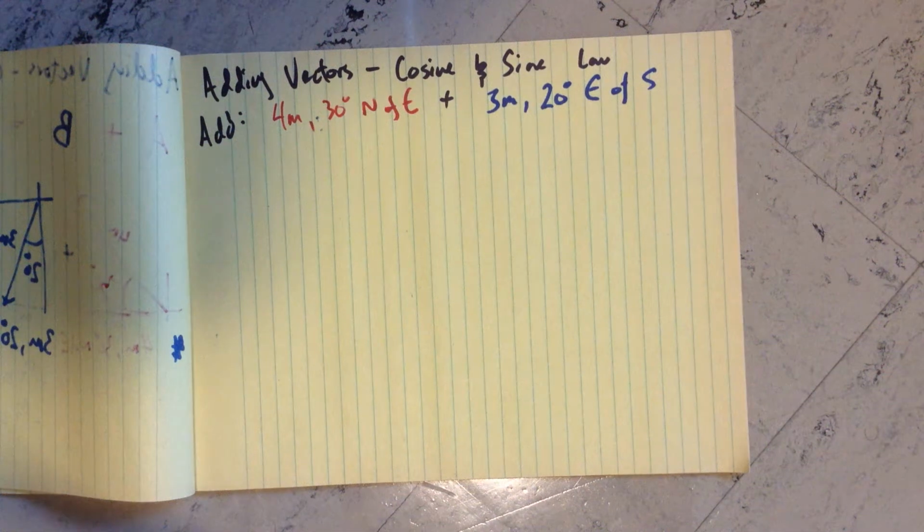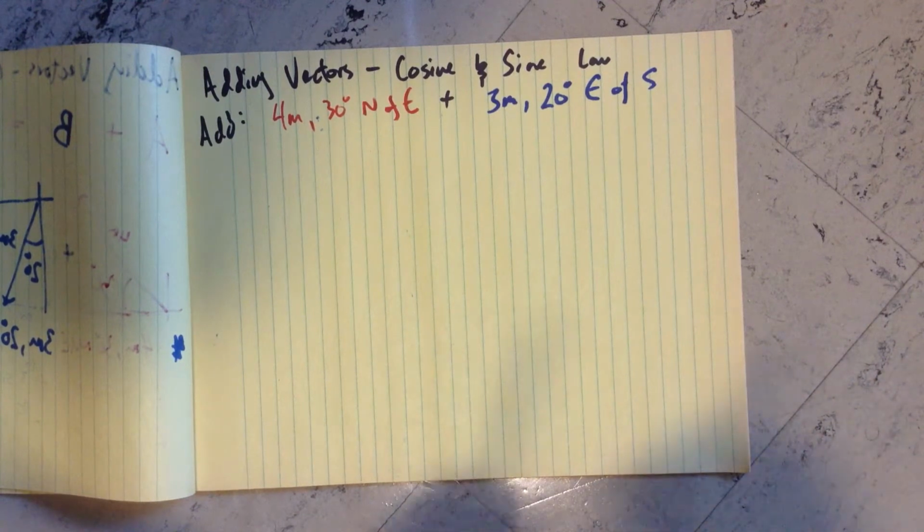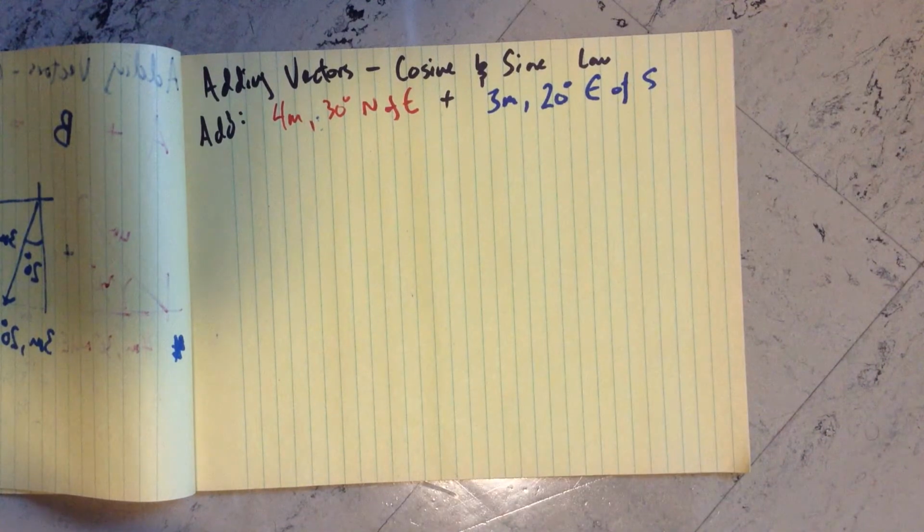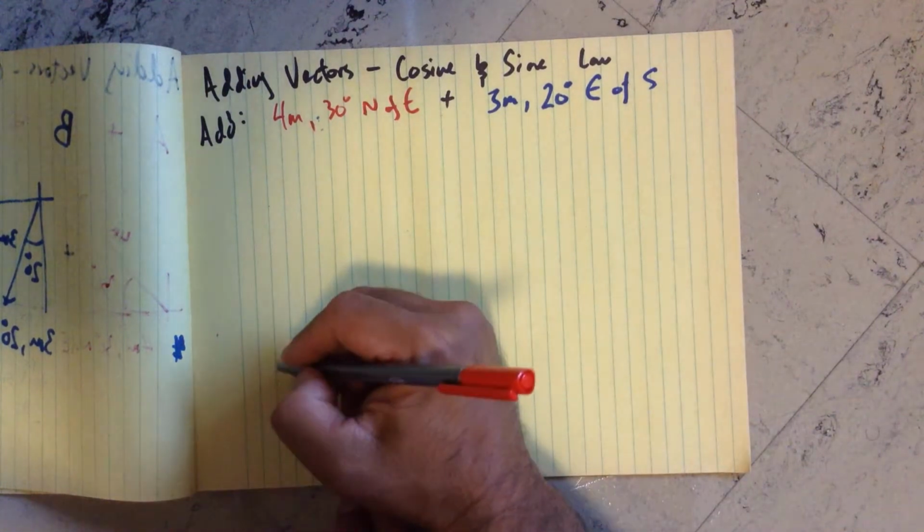Okay, so this is our third video of our adding vectors set, and this one is using cosine law and sine law. We're going to add the same two vectors that we did in the component method question, and here we're going to do them with cosine law and sine law to show that they should give you the same result.